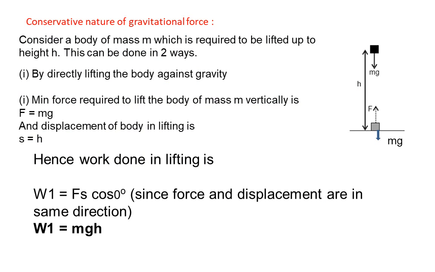Let's show the conservative nature of gravitational force. Here, consider a body of mass m which is required to be lifted up to a height h. To prove it is conservative, we will do it by two methods. First one, by directly lifting the body against gravity. Let the height be h, and we have already calculated in the last topic that the work done in the lifting will be mgh.